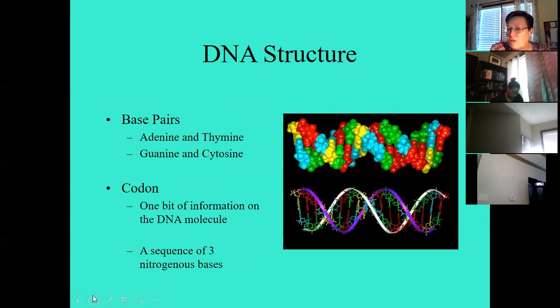And here's a new term: codon. A codon is one bit of information on the DNA molecule. You can think of a codon as analogous to a word in a sentence. A codon is a sequence of 3 nitrogenous bases. If a scientist wanted to decode the DNA molecule, they would start at one end of the molecule and look at the sequence of the first 3 bases. That's one bit of information, a codon. Then the next 3 bases are another codon. They would have to look at each sequence of 3 nitrogenous bases to determine all the different things that the DNA molecule does.